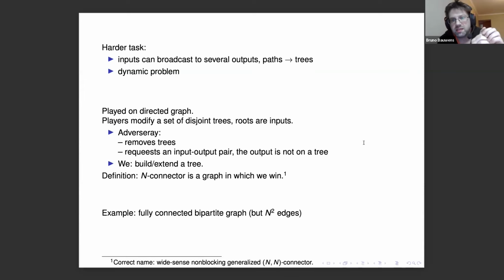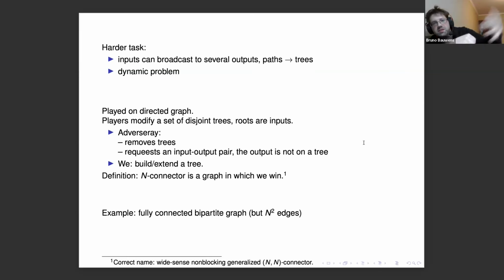And there is another generalization. We don't need to have a permutation, but any function from outputs to inputs. So an input can broadcast to multiple outputs. You can think about broadcasting movies to many people. It's an application used in broadcasting networks. Okay, so this is called a generalized connector network.